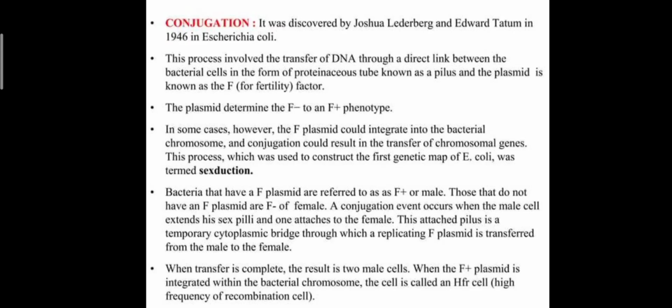A conjugation event occurs when the male cell extends its sex pilus and attaches to the female. This attached pilus is a temporary cytoplasmic bridge through which a replicating fertility plasmid is transferred from the male to the female. When transfer is completed, the result is two male cells. When the fertility positive plasmid is integrated within the bacterial chromosome, the cell is called an Hfr cell, which means high frequency of recombination cells.